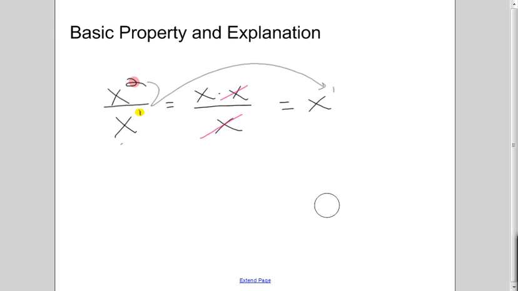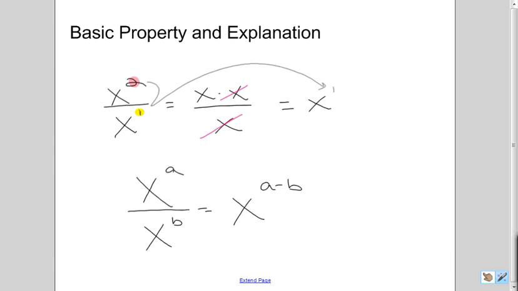And the basic property that you want to be cognizant of here when you're doing division of same bases while applying the properties of exponents is that x to the a over x to the b is equal to x to the a minus b. Again, when you're dividing same bases, you can take the exponents and subtract them, keeping the base the same.